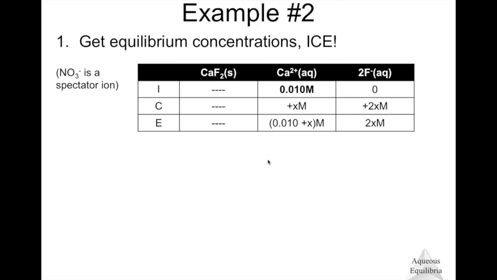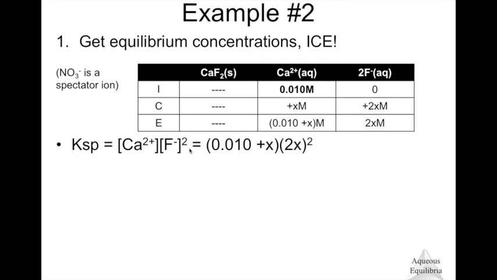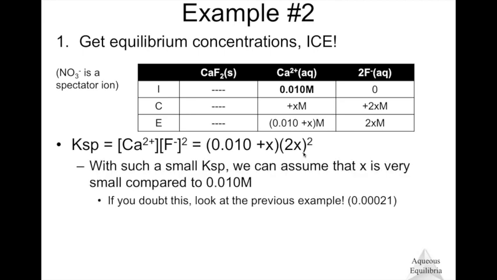So again, looks just like our other one. The nitrate is a spectator ion. We don't care about that. But instead of a 0 here, we have 0.01 molar. So that's the ion we care about. And so we're still going to add some unknown molarity. We're going to add twice that much because there's a 2 here, 2x molar, and this is 0.01 plus x molar. So we still have that same equilibrium expression, 0.01 plus x times 2x squared.